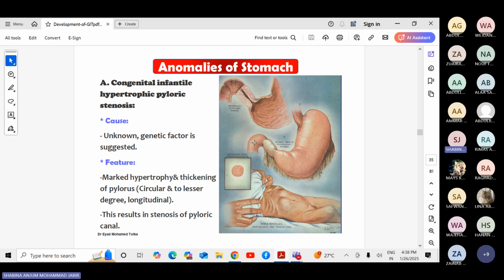There will be hypertrophy or thickening of the pyloric sphincter. Circular muscles will be hypertrophied. Why? This is a genetic factor. We don't know exactly the reason, but you can imagine if these muscles are hypertrophied, this area will be stenosed. When the baby is born, he will have a complaint of vomiting. Why? Because the stomach will be full and the food will not be able to enter the small intestine. So the baby will present with persistent vomiting.